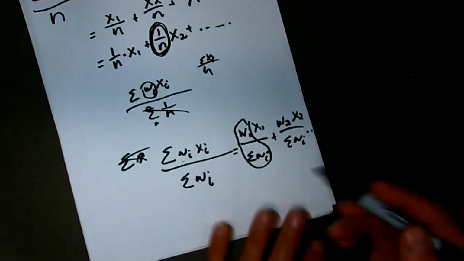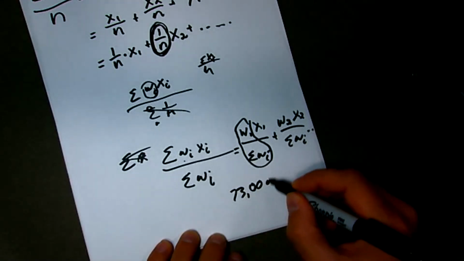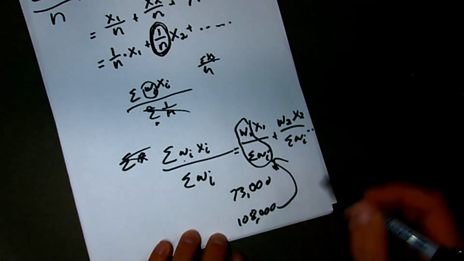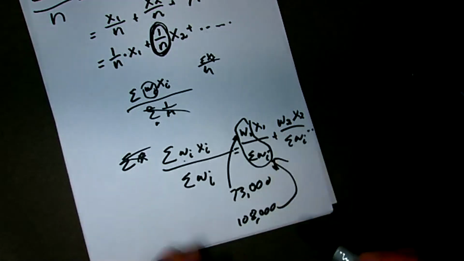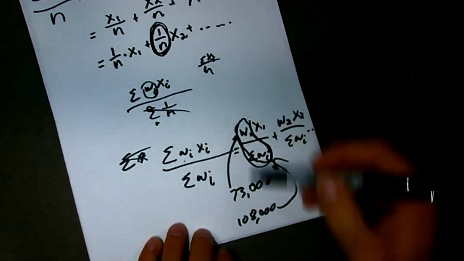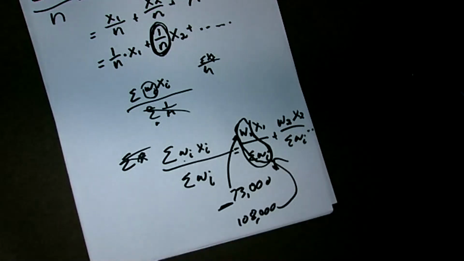So in the data we were looking at, it was like 73,000 white males, and the total was like 108,000. So the sum of the weights was 108,000. The weight of that first group was 73. But really what you're doing there is this represents the proportion of all the observations that came from that group. Right? So it's hiding behind the scenes there in that weighted mean equation.